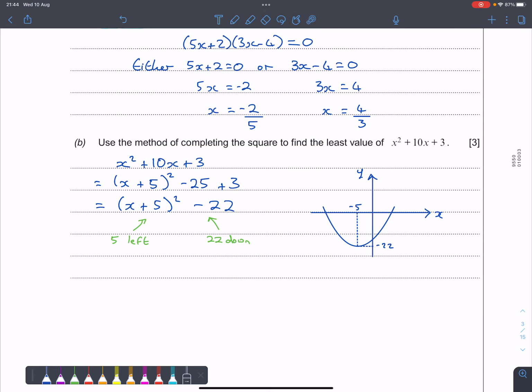What it means when it talks about the least value is the lowest value that this graph can take. At the moment, it's getting smaller and smaller, lower and lower, until it hits this point. The graph doesn't get any lower than −22. Then it starts increasing in value again. So I can say that the least value is −22, and that happens when x is −5.